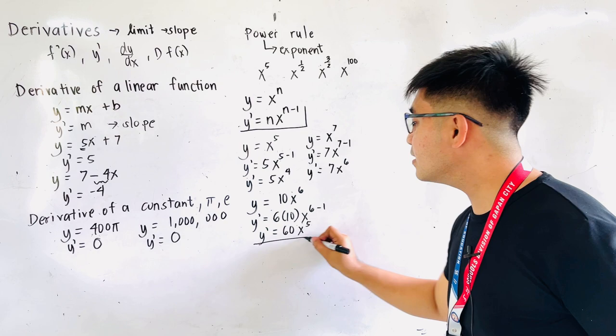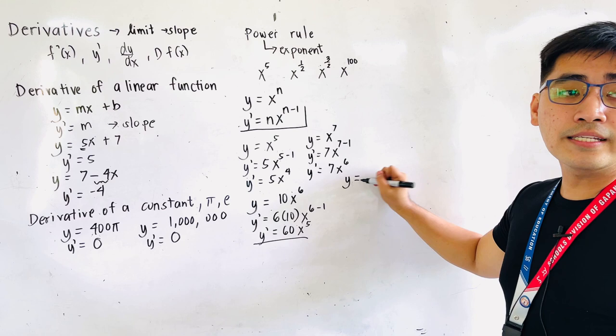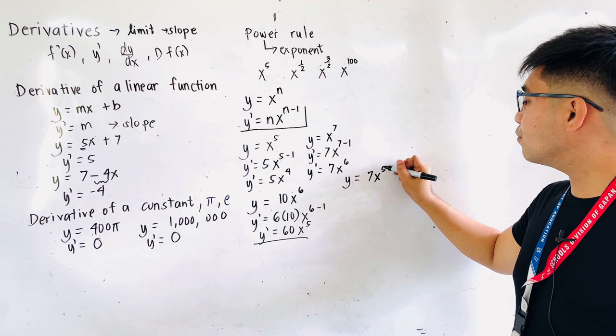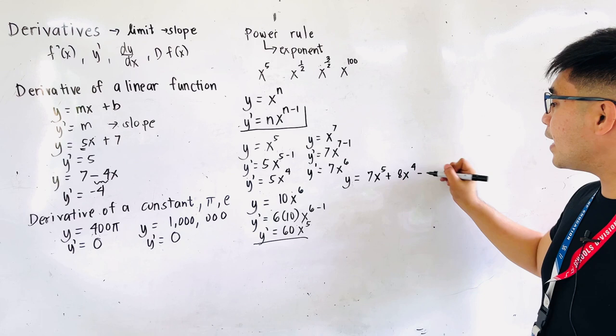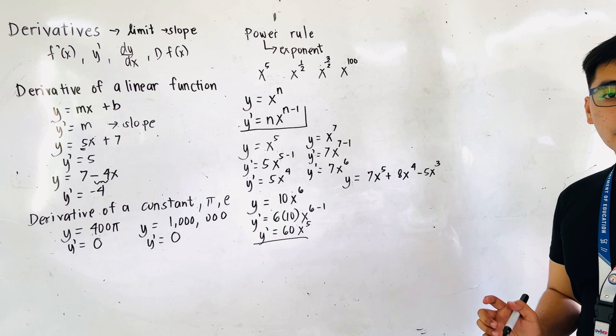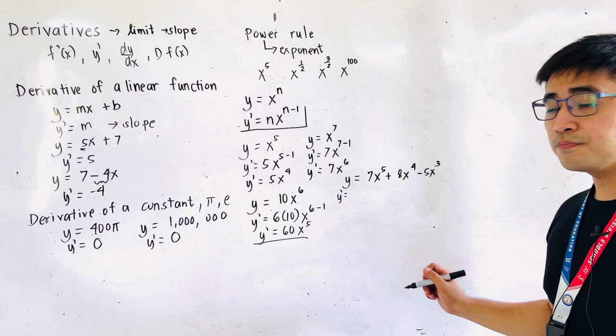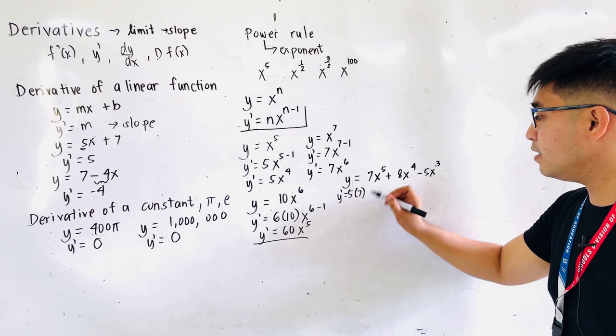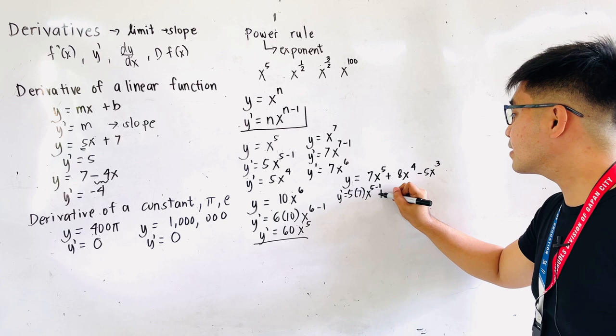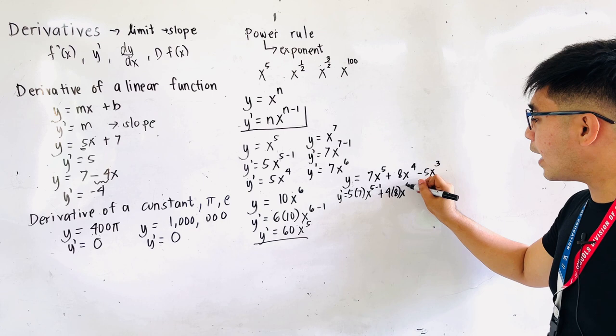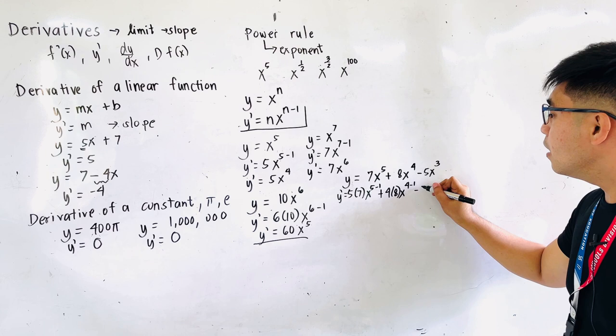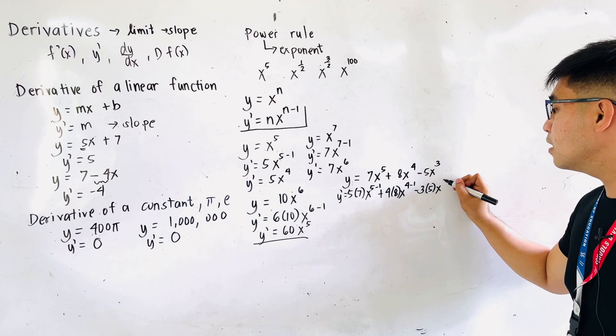Another, what if you're given y is equal to 7x raised to 5 plus 8x raised to 4 minus 5x raised to 3? Therefore, this becomes y prime is equal to 7x raised to 5, bring down 5, multiply that to 7, write down x raised to 5, and then subtract 1 from the exponent. Plus, bring down 4, multiply that to 8, multiply that to x raised to 4, subtract 1 from the exponent. Minus, bring down 3, multiply that to 5, multiply that to x raised to 3 minus 1.